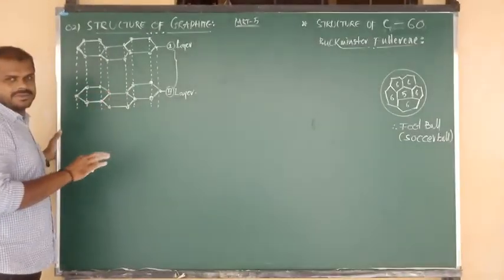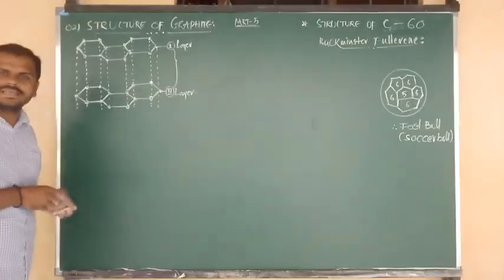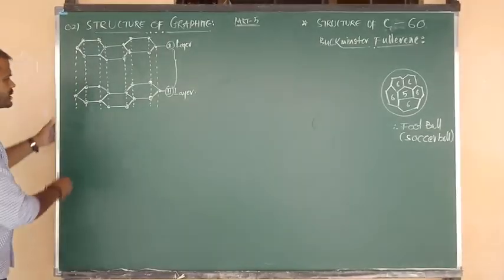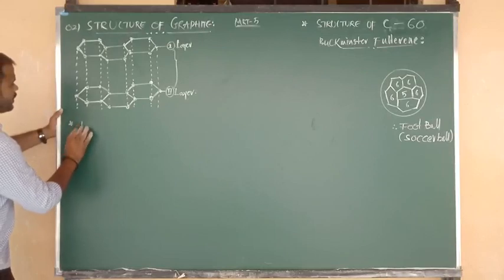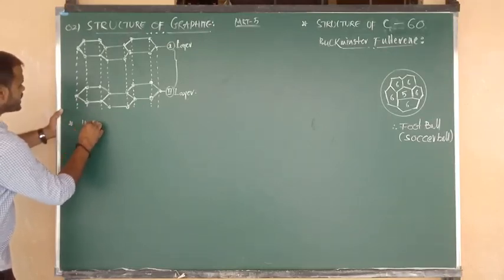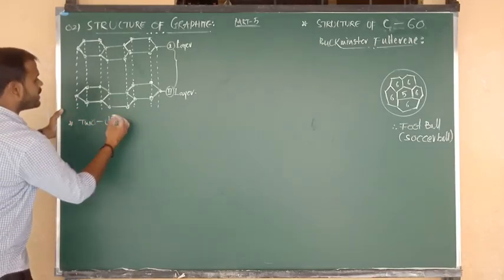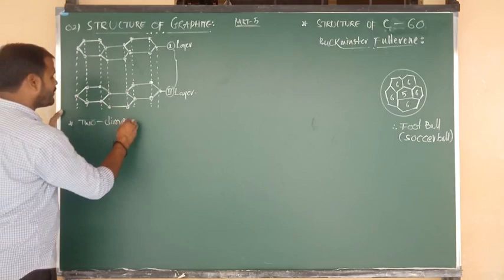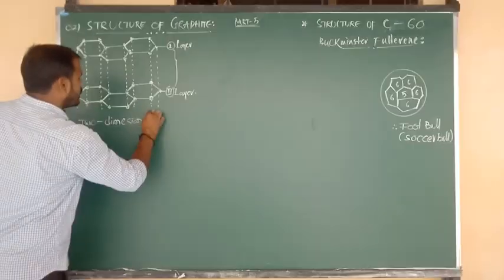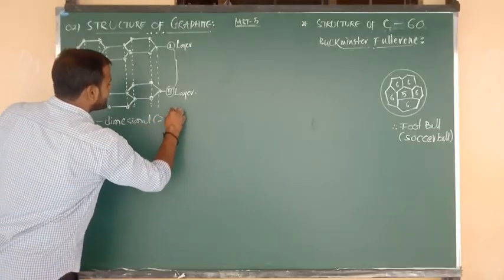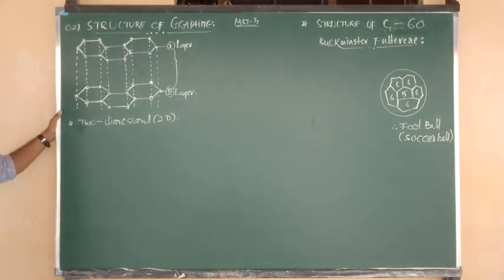Graphite has a two-dimensional structure. Which type of structure, beta? Two-dimensional. What about diamond? Three-dimensional structure. But graphite contains a two-dimensional structure, and we can simply say 2D structure. What about diamond? 3D structure. But graphite contains what? Two-dimensional structure. I will tell you why.